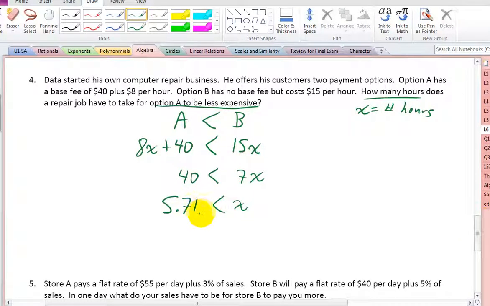Come up with an answer now, a sentence, because that's the important stuff. That's what I really focus on.